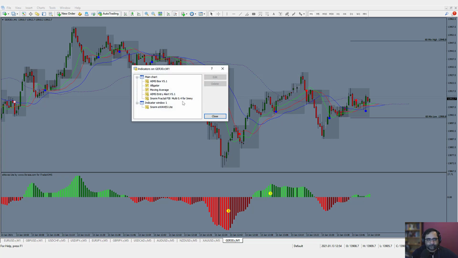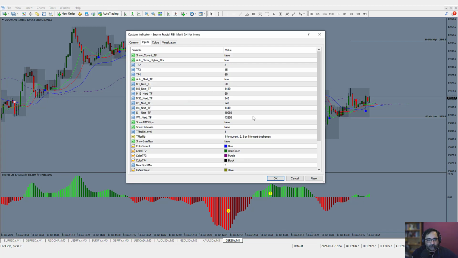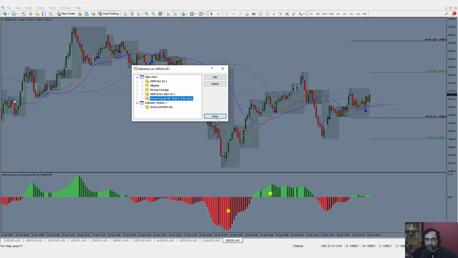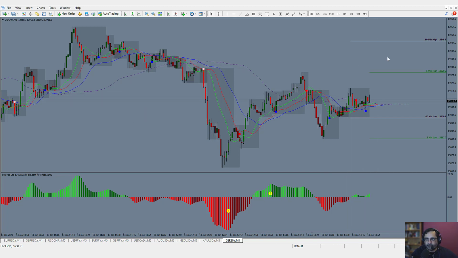So the fractal fib indicator that Snom created for me, this is probably one of his first few indicators that he created for me when he was learning himself. This, yeah, very nice. Absolutely fantastic. This is a very good indicator for our purposes.